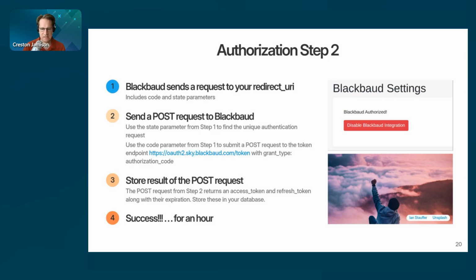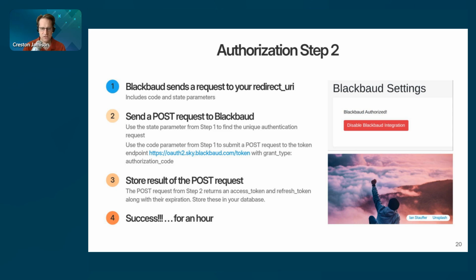So step two, you must send them a post request to Blackbaud. You use the state parameter from step one, and we use that to find the unique authorization request. Because if you remember, for every new authorization request, we create that uniquely. So now we can match that up to know we have identified the right token that needs to be refreshed. And then use the code parameter from step one to submit a post request to the token endpoint.